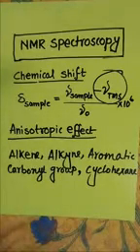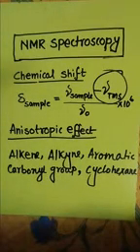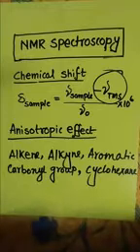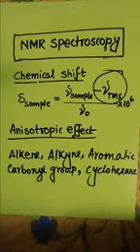Hello students. Last day we discussed chemical shift and anisotropic effect in NMR spectroscopy, and you know the difference in the absorption position of a particular proton from the absorption position of a reference proton is called the chemical shift of this particular proton.